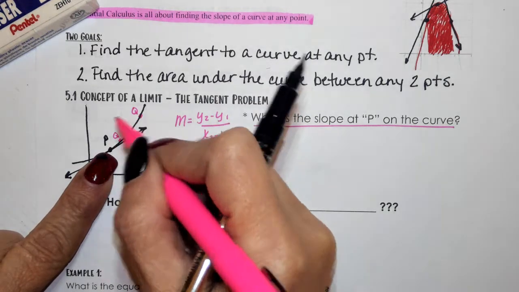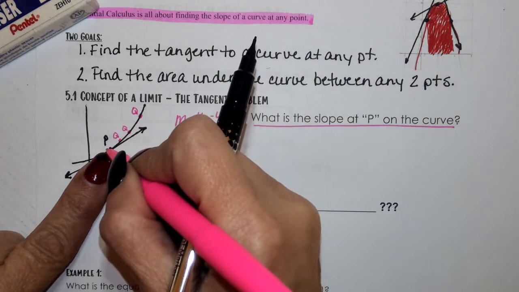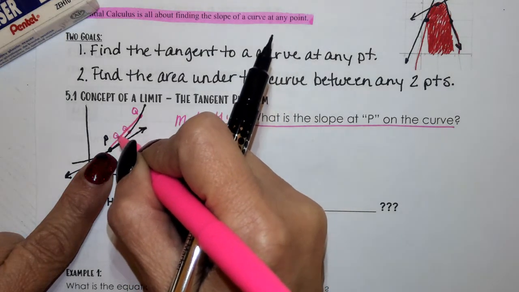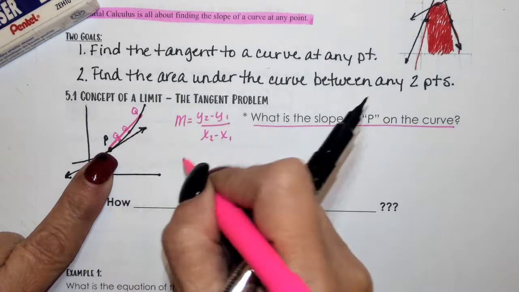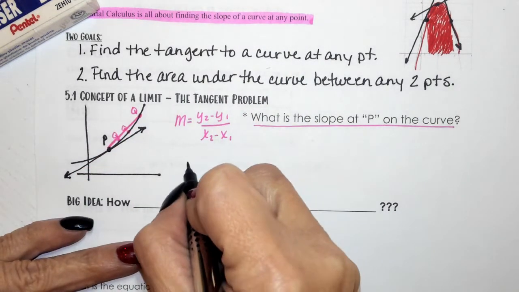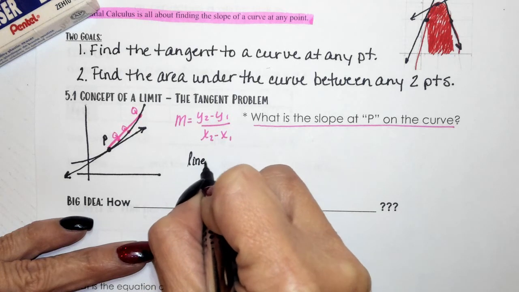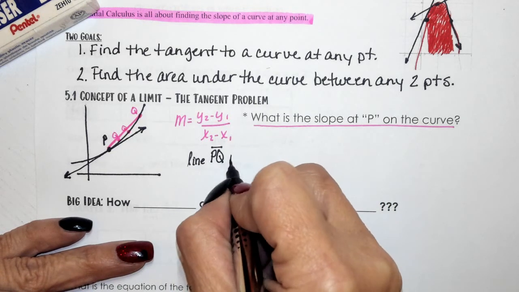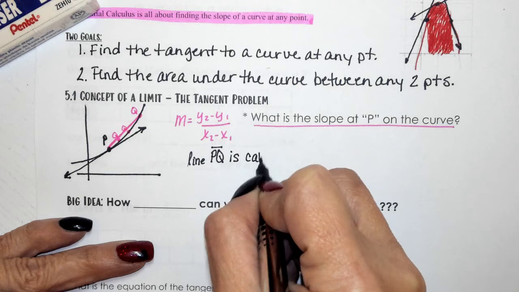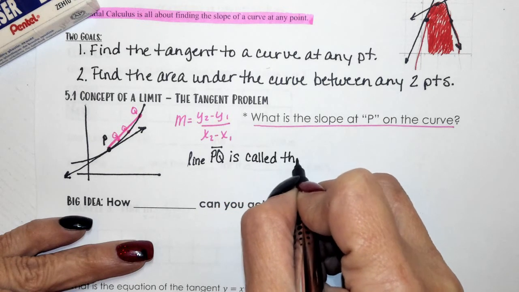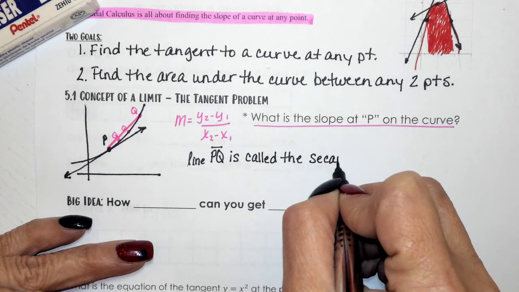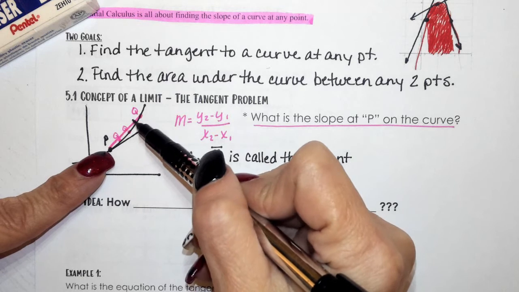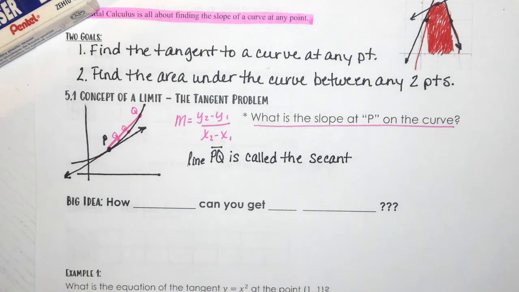Here's what happens. The line PQ, and I'm going to draw it right here. I'm going to go from this P to this Q. This line right here has a name. We call the line P to Q, it has a name. I don't know if you know what it's called, but it is called the secant. And you might be going, oh, I remember that from geometry. I remember the secant line. When you connect point P to Q on a curve, you call it the secant line.